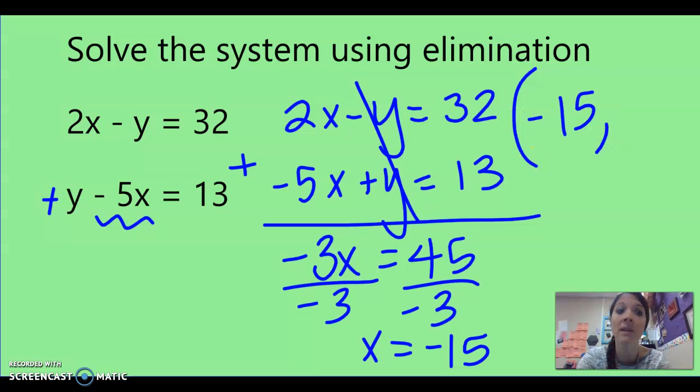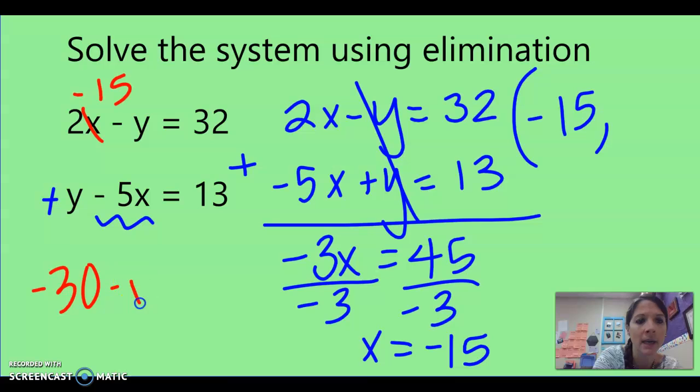Okay, so now I have to plug it back in. Again, it doesn't matter. Well, I don't know 15 by 5 off the top of my head, so I'm going to plug it into the 2. So I'm going to take a negative 15 times 2. That's going to give me a negative 30 minus y equals 32.